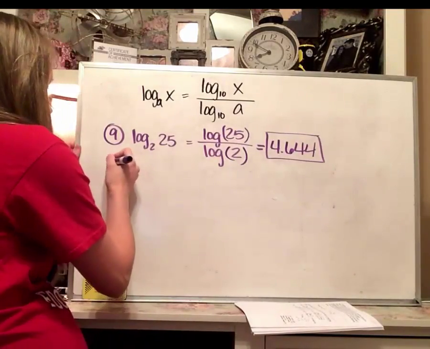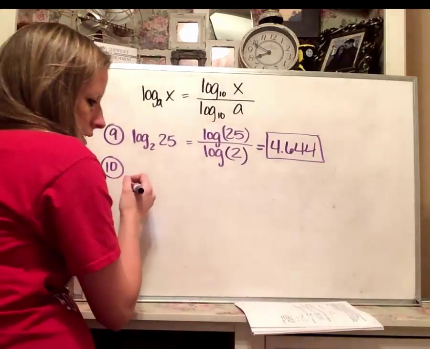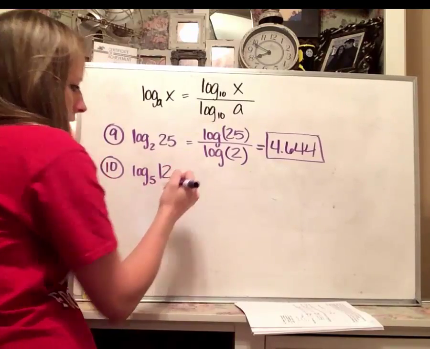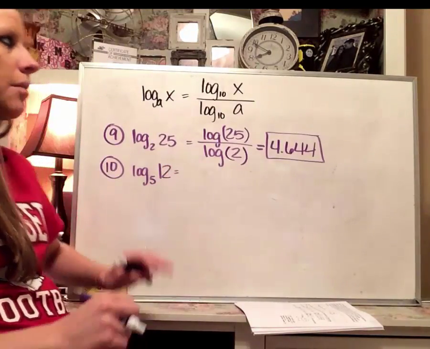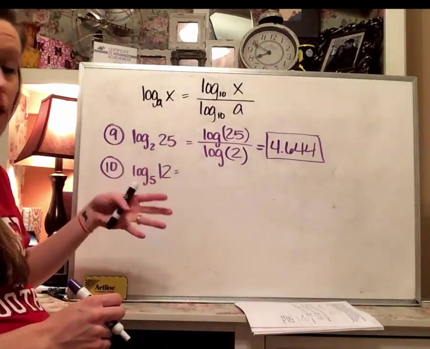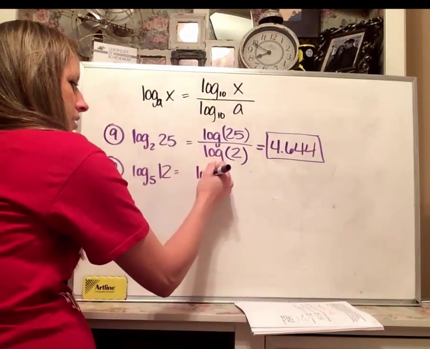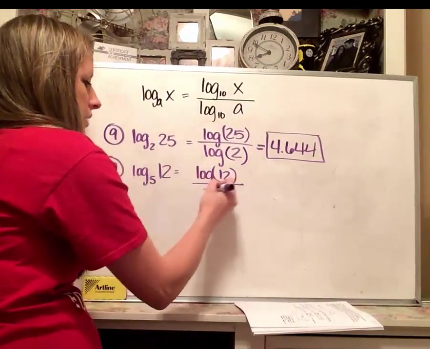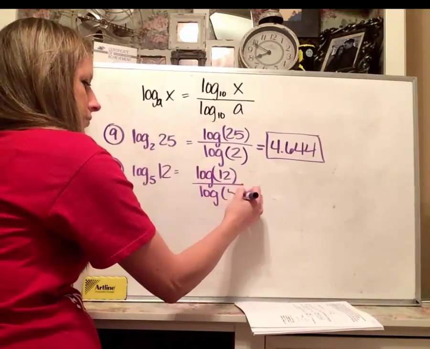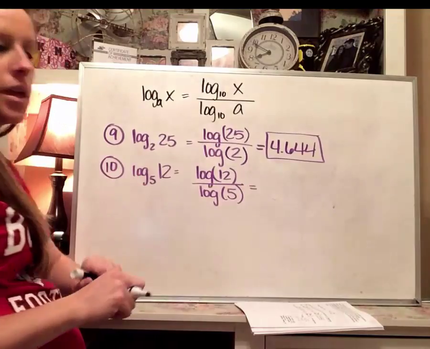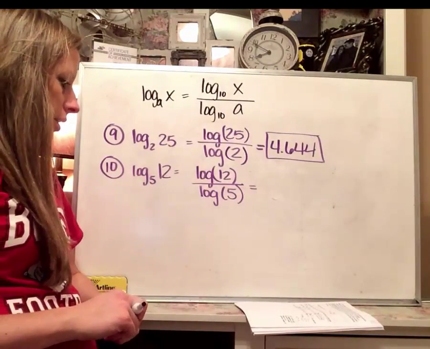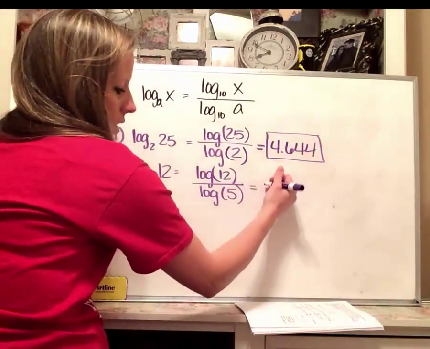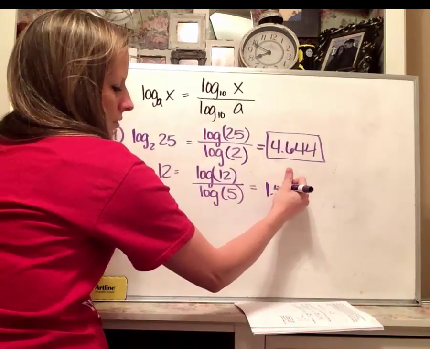So, let's try number 10. On 10, we have log base 5 of 12. Okay, and we want an exact answer. But you can't put log base 5 in your calculator. So, what you have to do is take the log of 12 and go ahead and write those parentheses, divided by the log of 5. So punch that in your calculator. You should get 1.544.